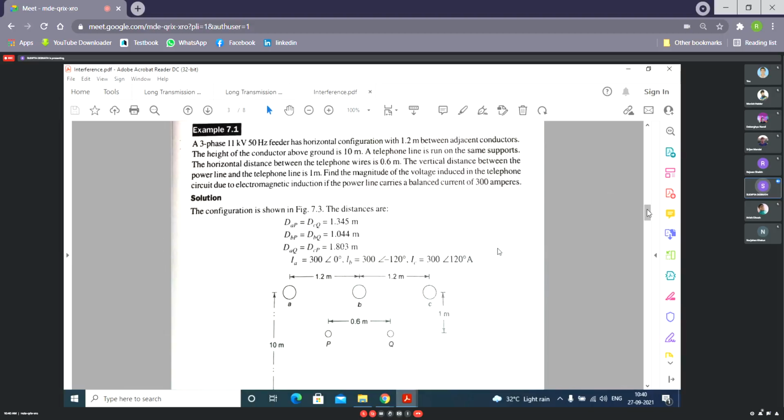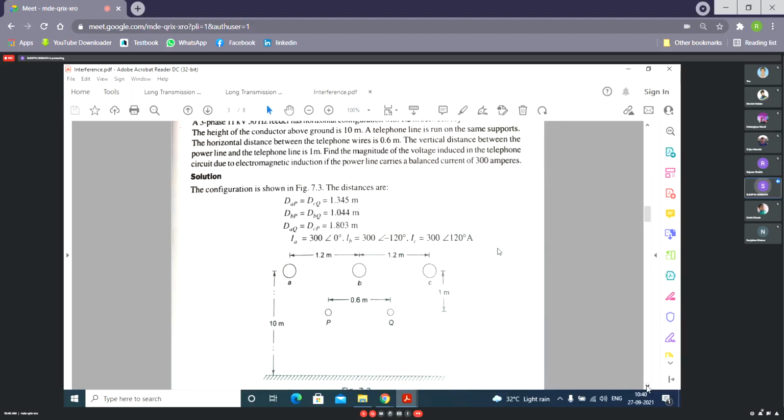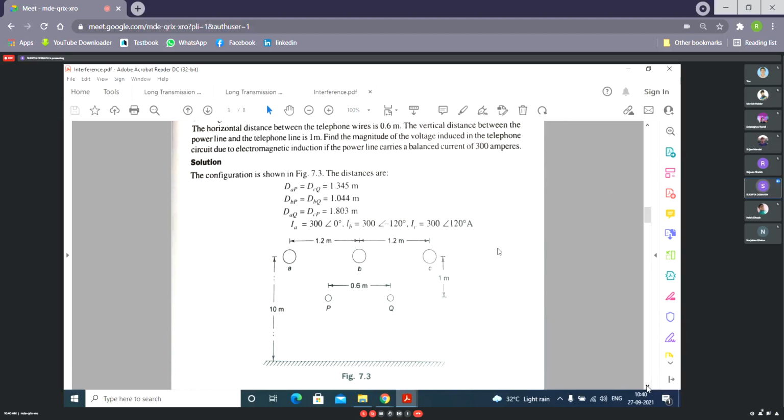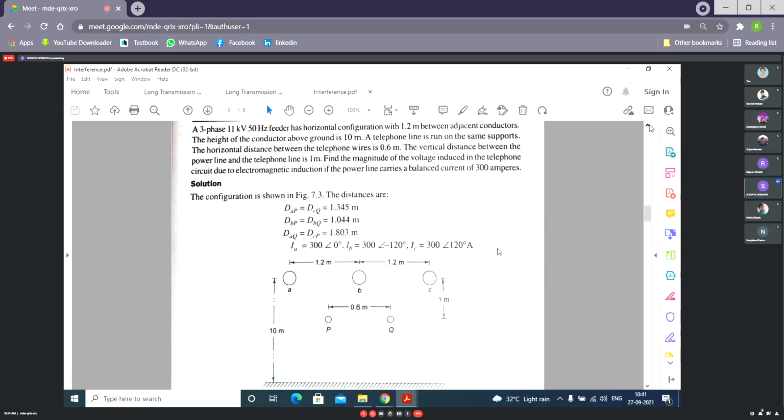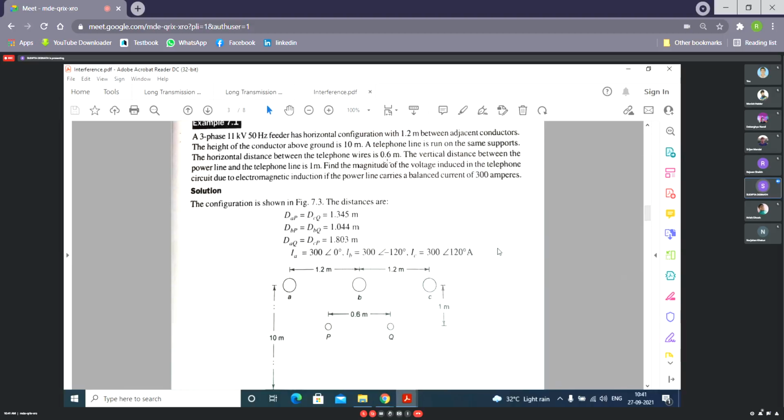See what is given, this type of transmission line is given. Okay, this is the conductor, the communication line conductor. The distances are given and the height from the ground. See, height from the ground is required only if you want to find out the electrostatic effect. Okay, now what is given here? For this problem, all the distances are given. Horizontal distance given is 0.6 meter. Vertical distance between the power line and communication line is 1 meter. This vertical distance is 1 meter.